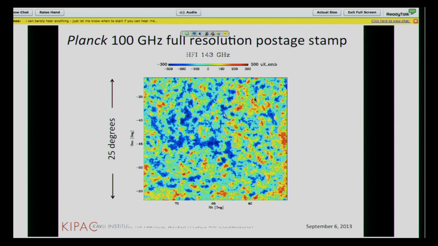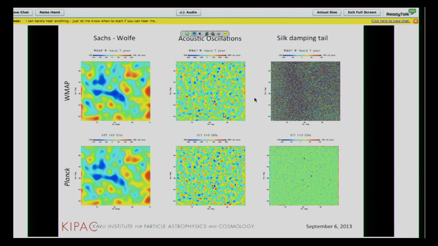And the power of Planck to inform our understanding of the inflationary epoch comes to a large degree from its dynamic range in angular scale, and its ability to reach all the way from the largest scales on the full sky down well into the Silk damping tail. So that's really what distinguishes Planck from WMAP, in addition to the increased sensitivity, is the angular resolution.